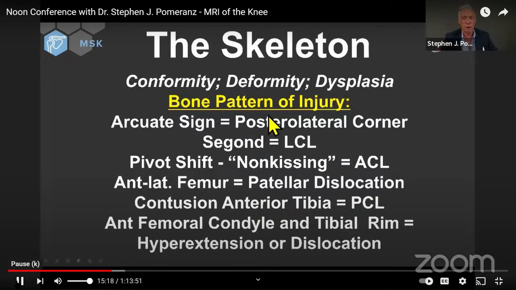I also look at the bone pattern of injury. This will tell me what I am looking for. For instance, a fracture of the proximal fibula, a board question, the arcuate sign, posterior lateral corner injury. The second fracture of the lateral tibia, LCL lateral capsular injury. Pivot shift non-kissing contusions, ACL tear. Anterolateral femoral fracture, patellar dislocation. Contusion of the anterior tibia, PCL tear. Anterior femoral condyle and tibial rim fracture, hyperextension or knee dislocation injury.